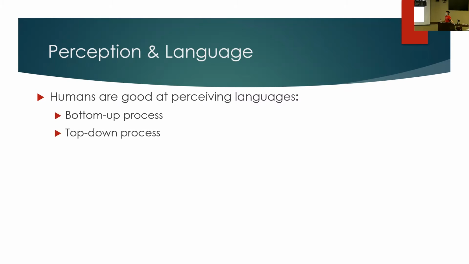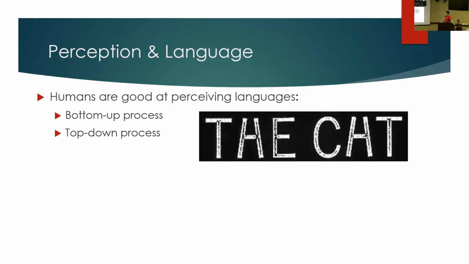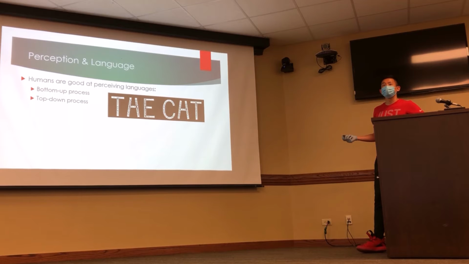Okay, very good. So humans are good at perceiving languages. We use bottom-up process and top-down process. Do you remember that? Okay. What kind of process is this? Top down, I think. Okay. What do you guys think? I would say top down because we can see that cat is written even though each constituent part doesn't necessarily spell out cat. Okay, very good.